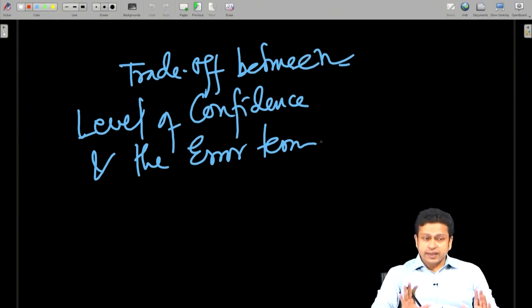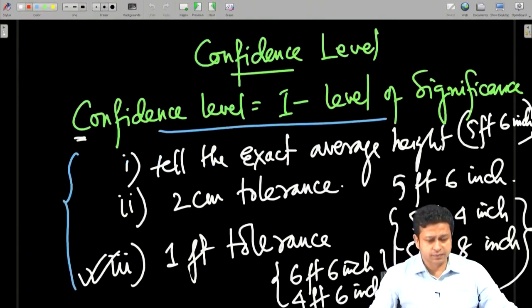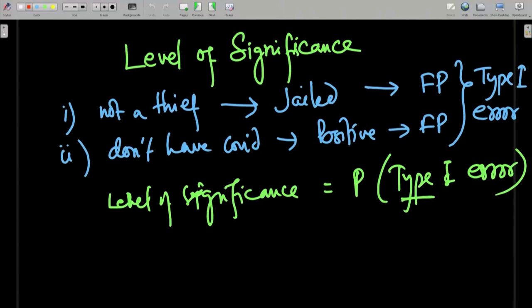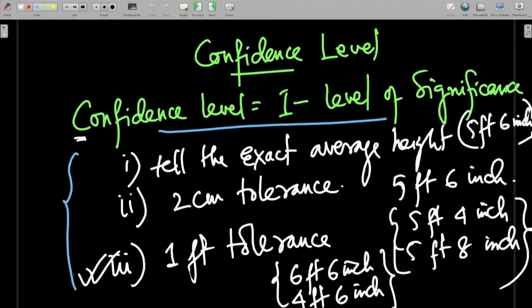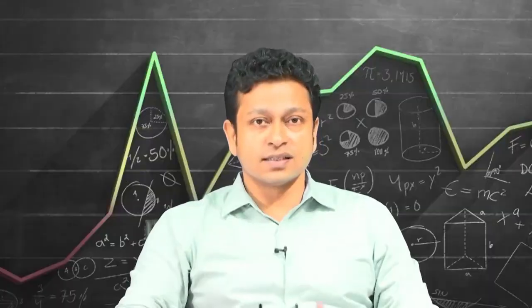Okay. So with this we end this lecture. We have talked about level of significance, we have talked about confidence level. We will learn the other concepts in the next lectures.